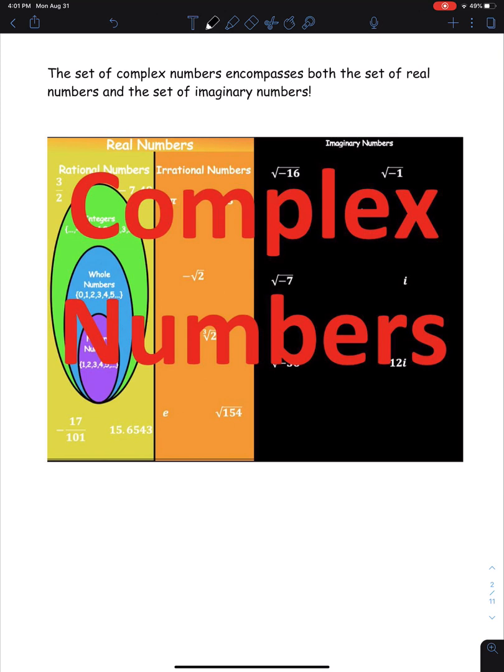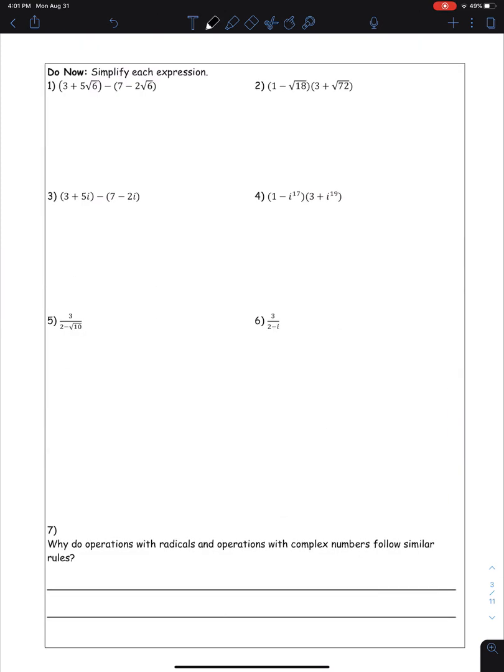So let's go to the next page. I want you guys to do this. It's going to take a little bit, 5 to 10 minutes. Do 1 through 6, and then do number 7.